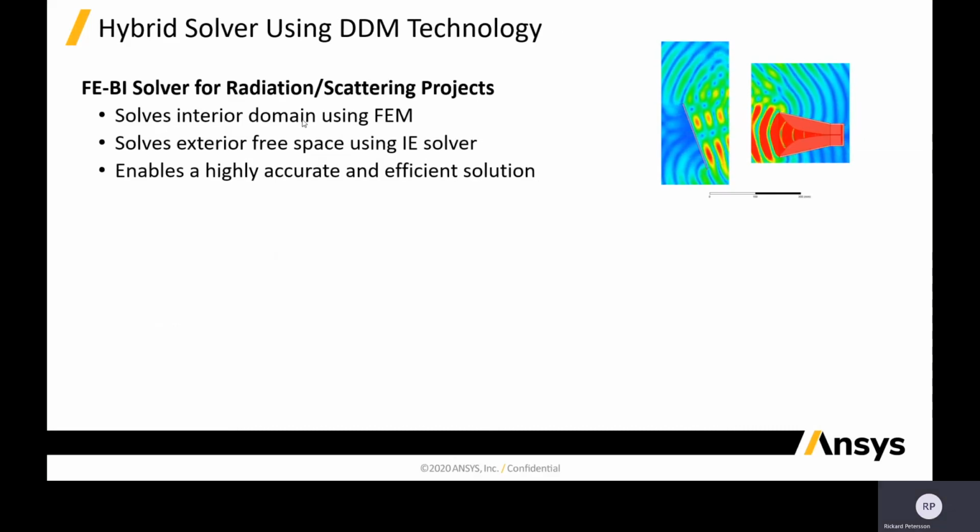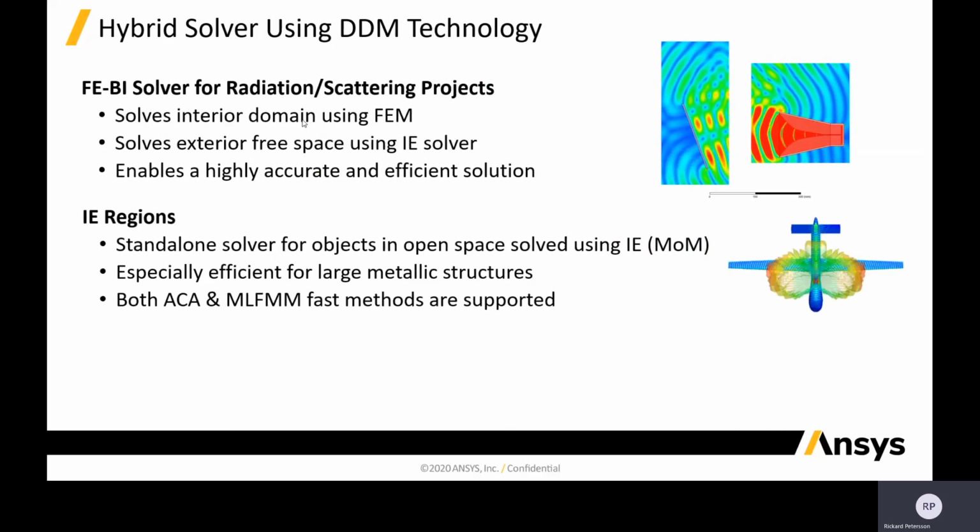Next, I want to talk about the hybrid solver using DDM technology. And the first one is the FE-BI solver. Here I'm showing 2 FE-BI domains, where in each domain I'm using finite elements in the interior, and then on the boundary of those domains, I'm solving an integral equation. And those 2 domains you see are coupled together via this integral equation. So it's a very efficient way of solving open region problems when you have lots of empty space, as indicated here. And they're fully coupled, there's no approximations.